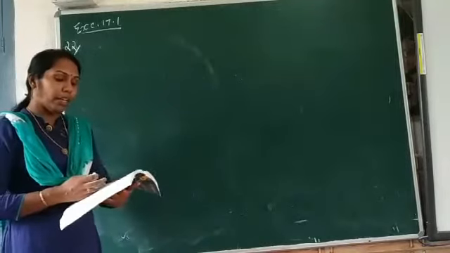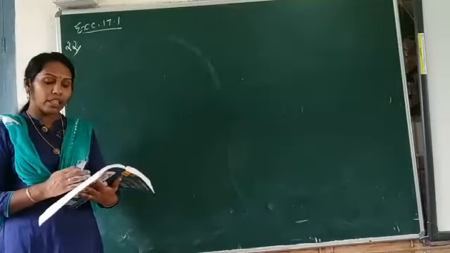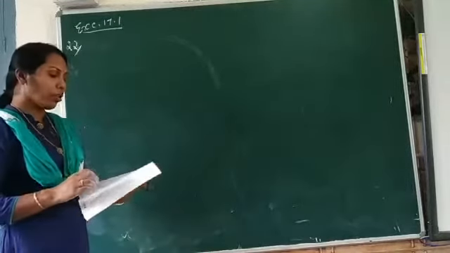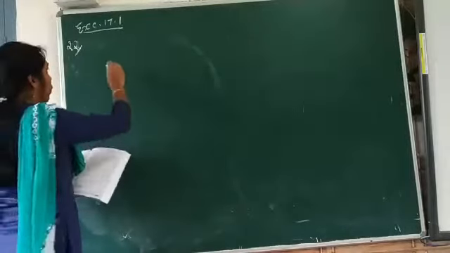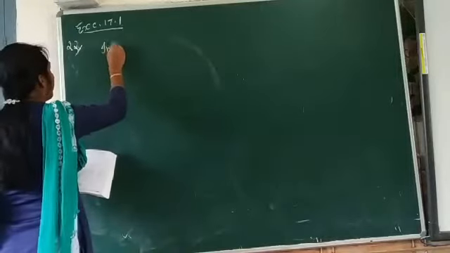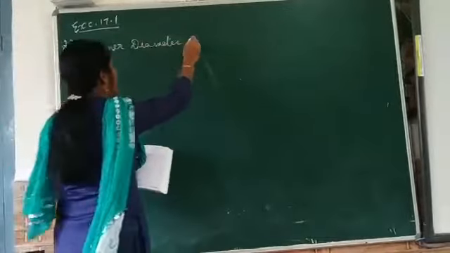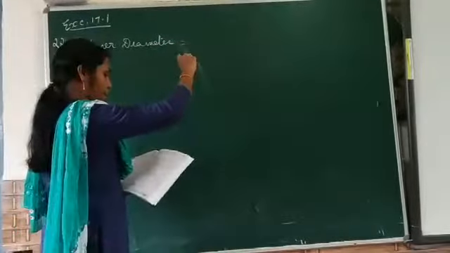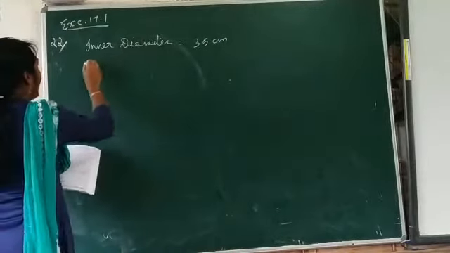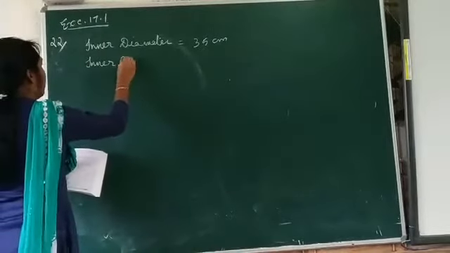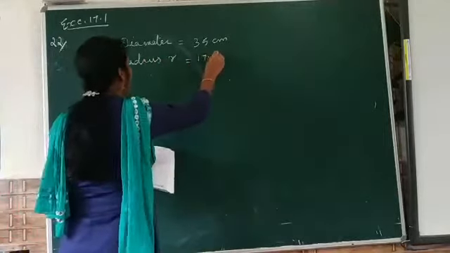we have to apply the formula for a hollow cylinder. We have to find out the volume of a hollow cylinder. This roller is in the model of a hollow cylinder. So first of all, we have to find out the inner and outer radius. First of all, the inner diameter is given. Inner diameter is equal to 35 centimeter. So the inner radius, small r, will be equal to 17.5 centimeter.